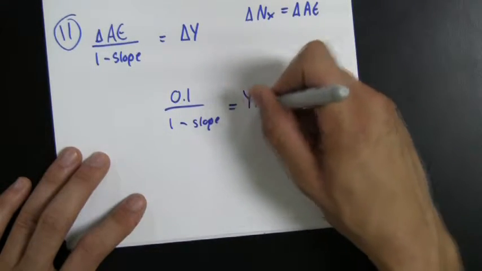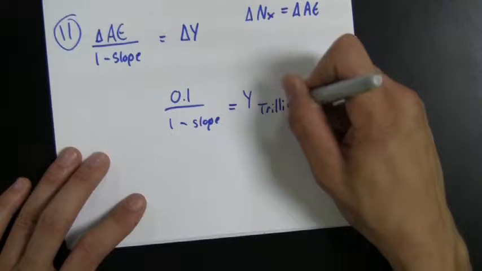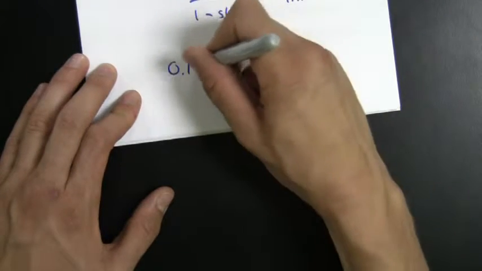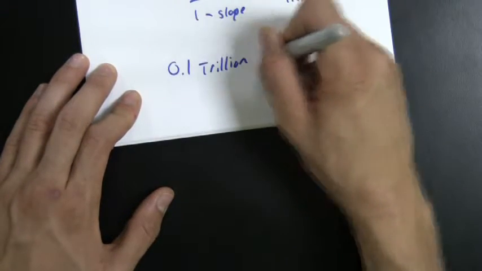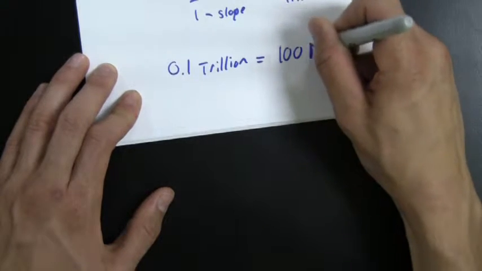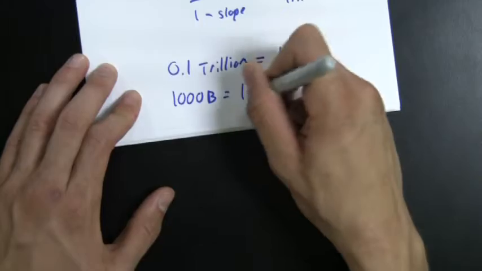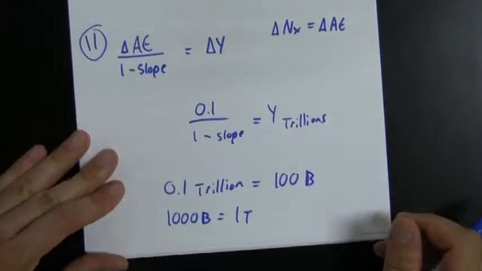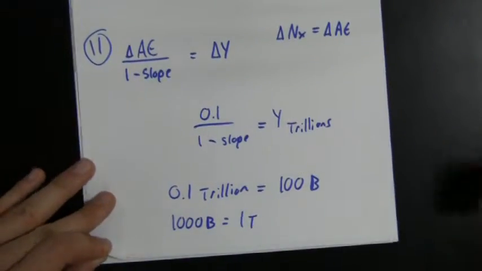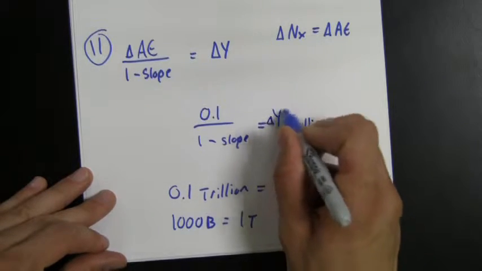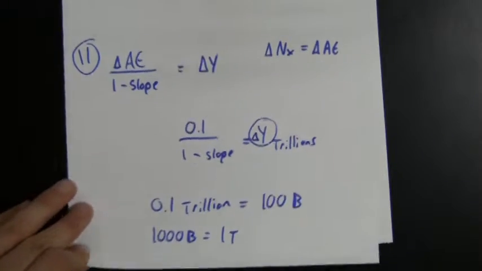But the answer will come out in trillions. So please recall that 0.1 trillion is equal to 100 billion, because the rule is 1,000 billion equals 1 trillion. So hopefully that helps you out just a little bit. Gives you a clear picture of how it is we answer the question. And the change in Y is what we're looking for in this question.